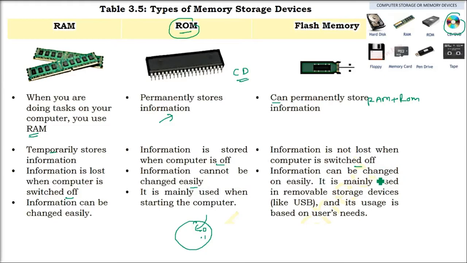Flash memory. Information can be changed, and it's mainly used in removable storage devices like the USB devices you have in your pocket now. And its usage is based on the user's need. It all depends on you. You can have a 2 GB, you can have say 28 GB. So information can be changed easily in RAM because you are accessing it. It's a temporary storage or actual storage while you are working.